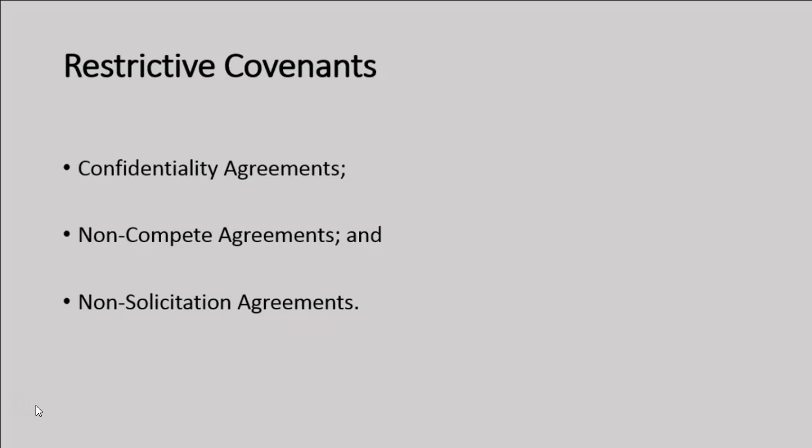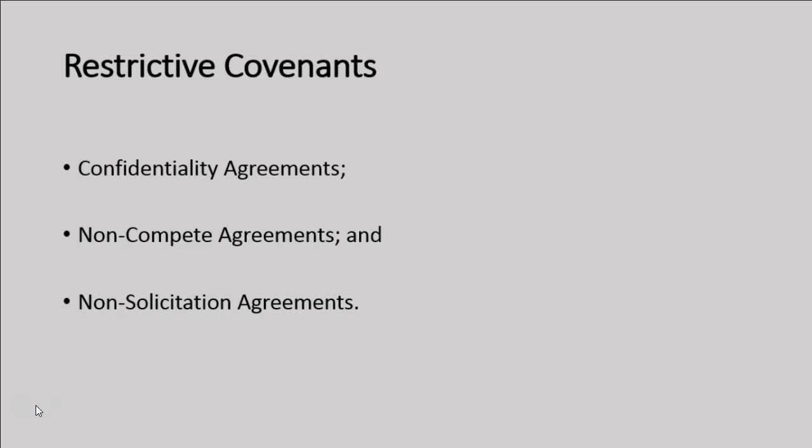And really, restrictive covenants in this jurisdiction are focused on three types of agreements. One would be a confidentiality agreement. Second type of agreement we'll cover is the non-compete agreement, and then the non-solicitation agreements. Let's talk first about confidentiality.